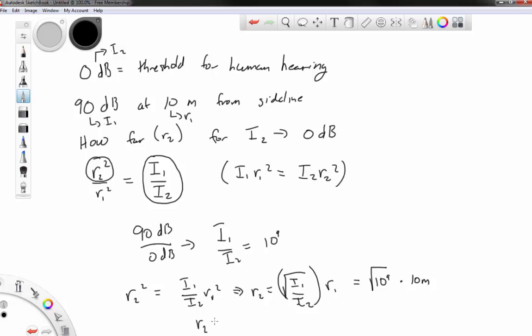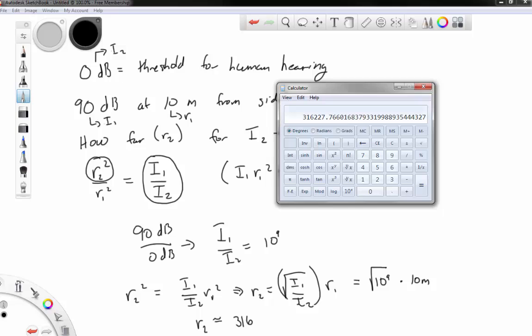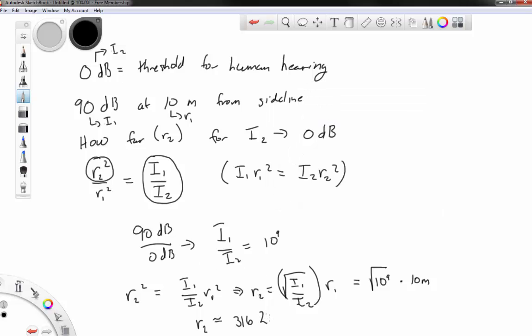So I just got that R2 is 316,000 and 227.7, so we'll call it 228 meters. So that's pretty far away. That's 320,000 meters away, which is 320 kilometers.